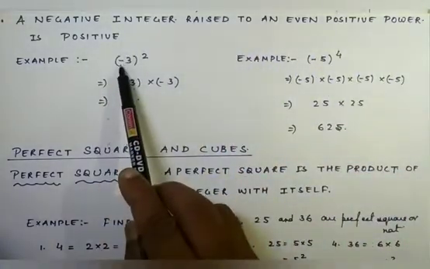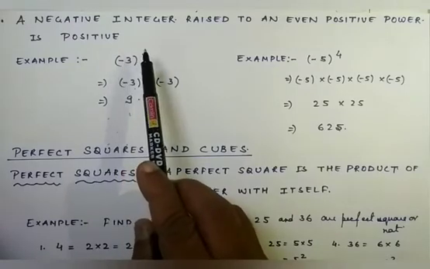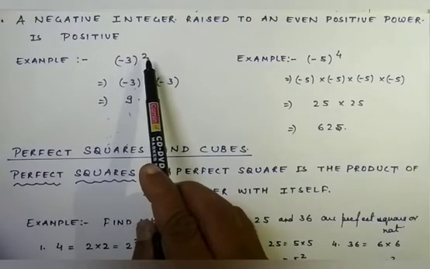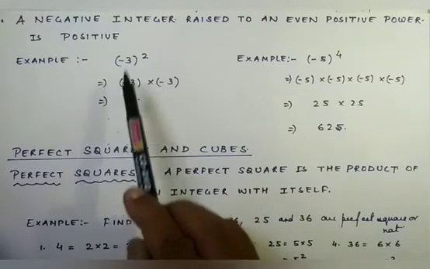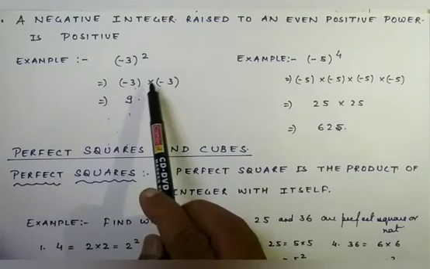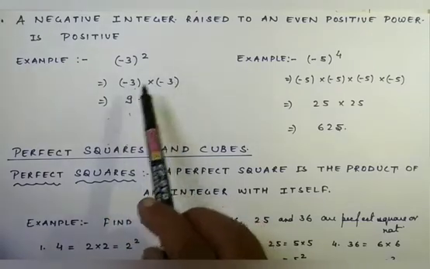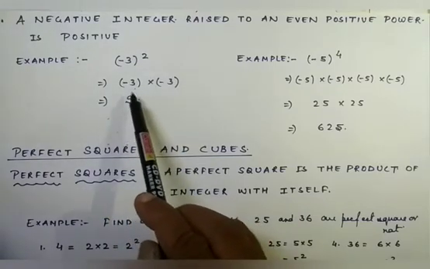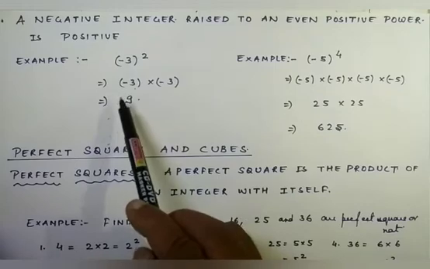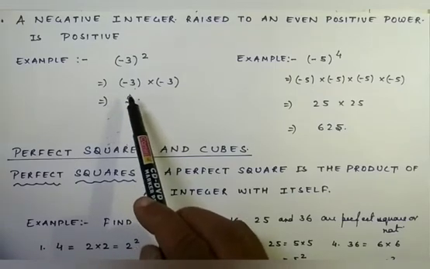If I am taking a negative integer as a base and the power is an even positive number, what will be the answer? Over here, minus 3 is multiplied 2 times. So minus minus makes plus. So 3 3s are 9. So the answer that we are getting is a positive integer or positive number.